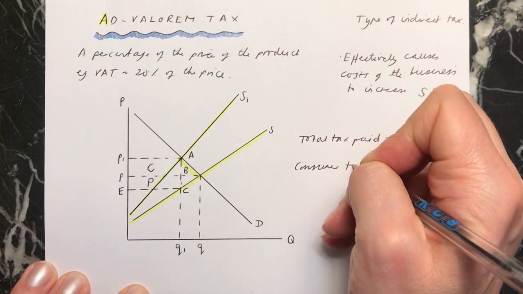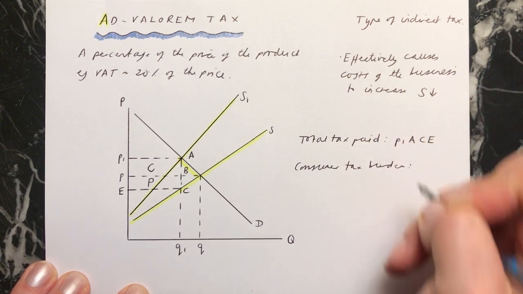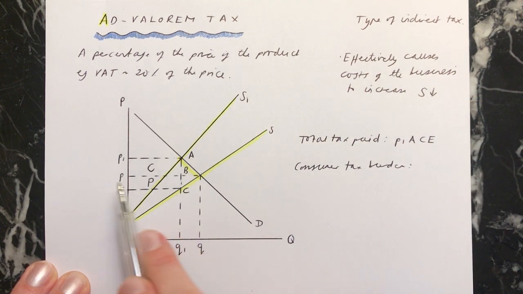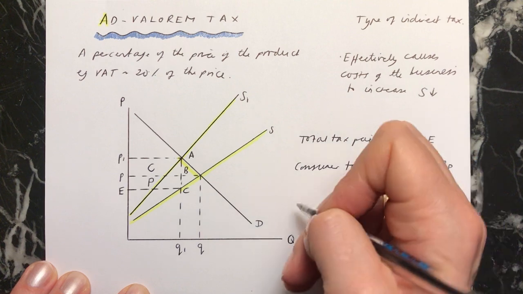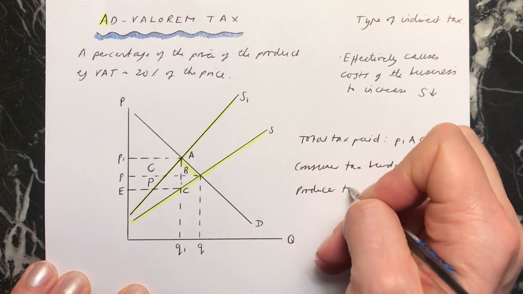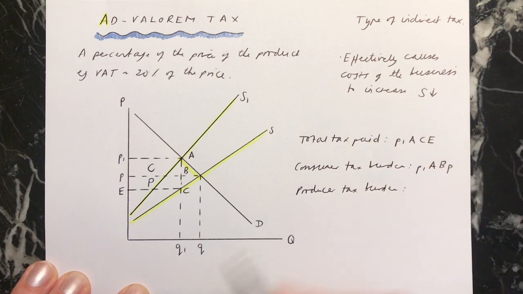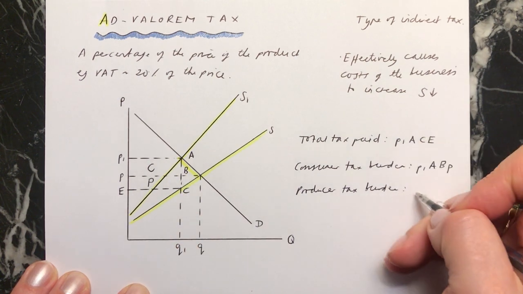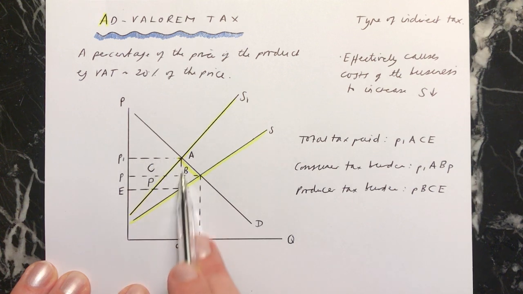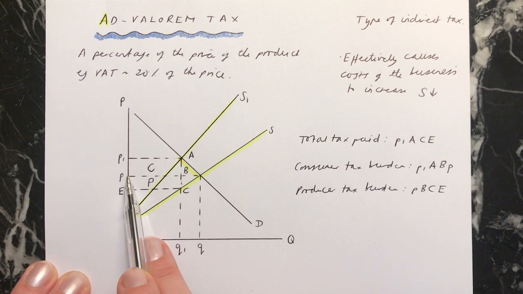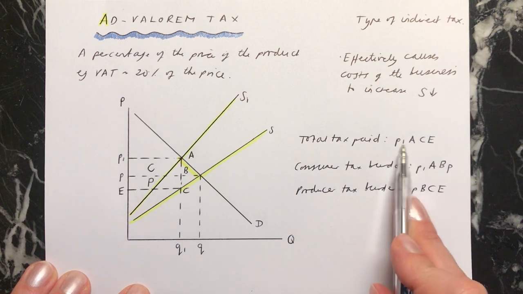So the consumer tax burden is going to be P1ABP. And the producer tax burden is going to be the bottom box, PBCE. So just like before, you're looking for the total tax burden, and then the consumer tax burden, and the producer tax burden. And as before, you might have numbers along here, and you might have to calculate the areas of these rather than just saying what the shapes are.